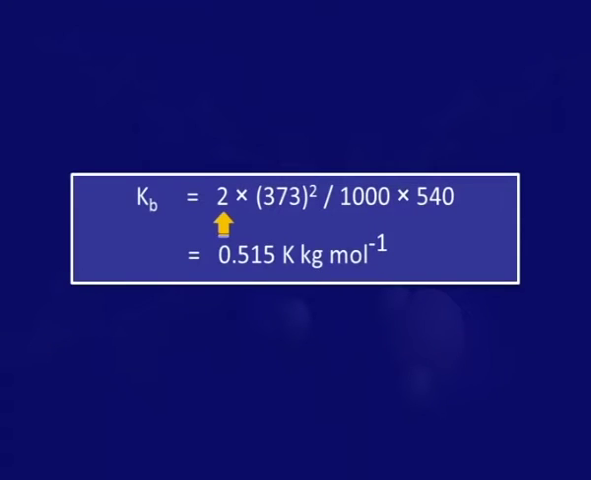So, for water, we are taking R is equal to 2 calories per mole per Kelvin, Lv equal to 540 calories per gram, Tb equal to 373 Kelvin. Putting these values in the expression for thermodynamic calculation of elevation in boiling point, we will get Kb equal to 0.515 Kelvin kg per mole.